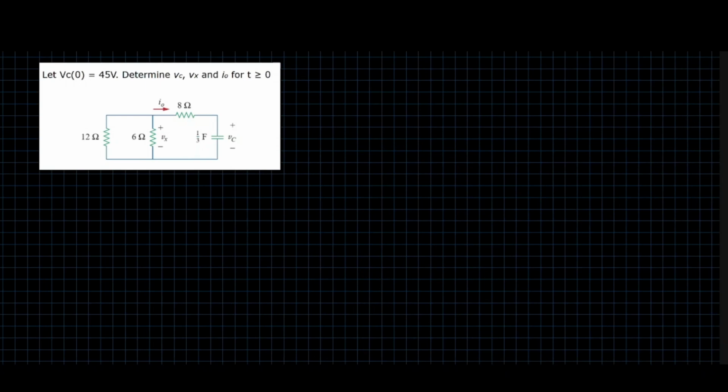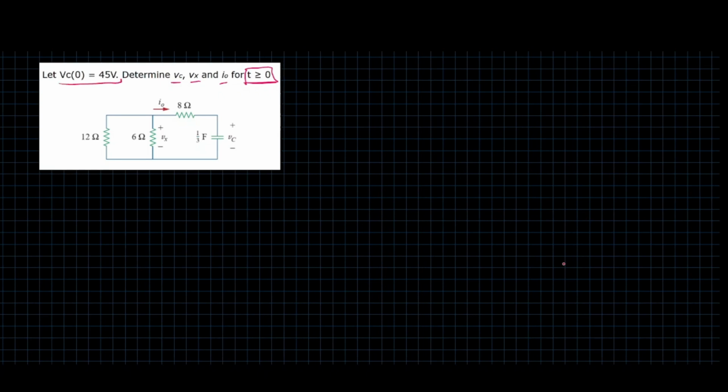Right, hi guys. So we're going to be solving this particular question. This is a source-free RC circuit. They want you to find the voltage in the capacitor, the voltage across the 6 ohm resistor, and the current flowing through the 8 ohm resistor for t greater than or equal to 0. Basically, this just means after the switch has been opened. That's just what it means.